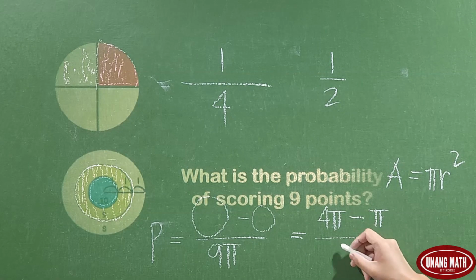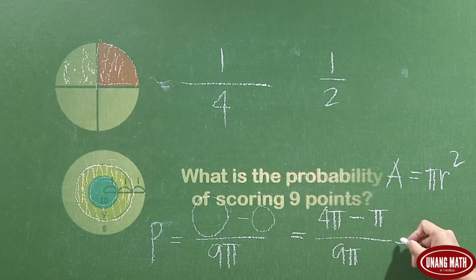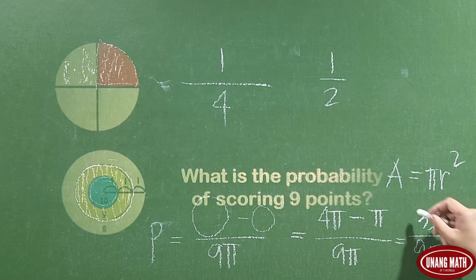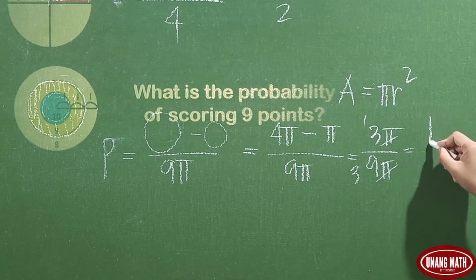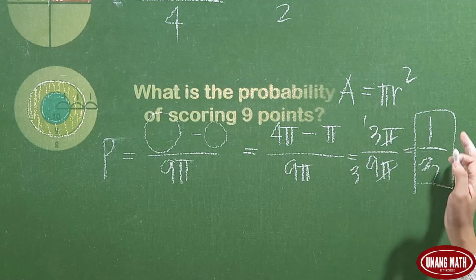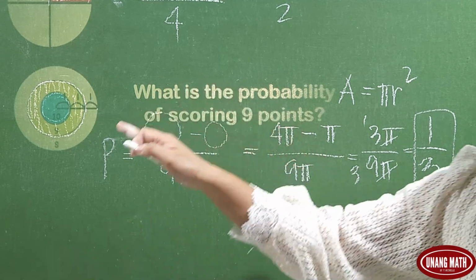So 4 pi minus pi over 9 pi. So this is now 3 pi over 9 pi. And if we are going to simplify, then we have here 1/3. So this is now the probability of scoring 9 points.